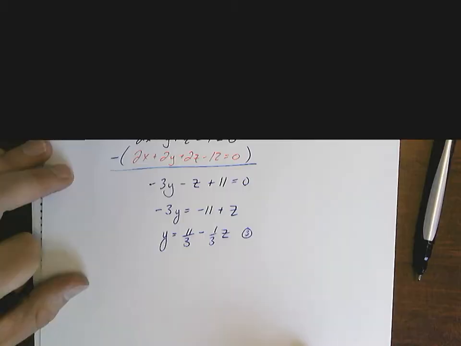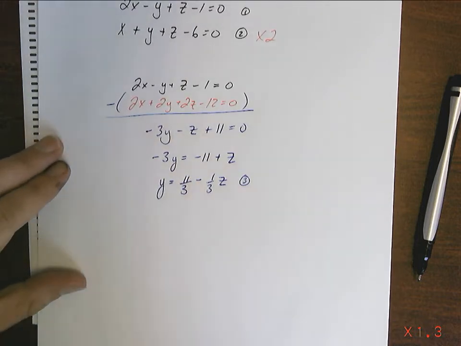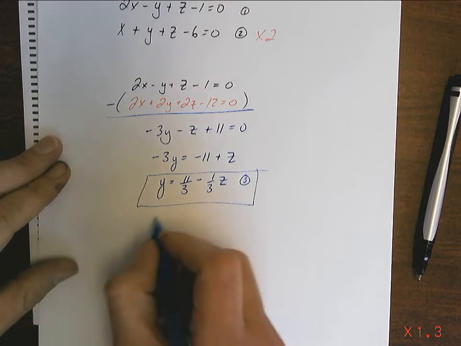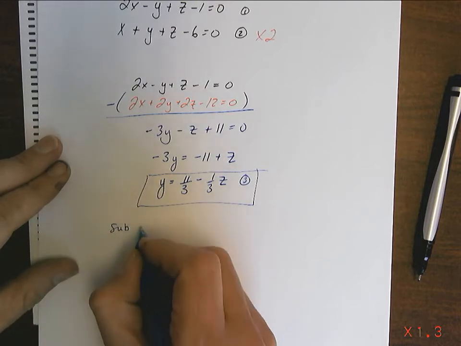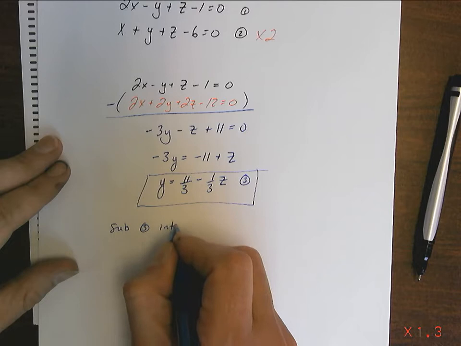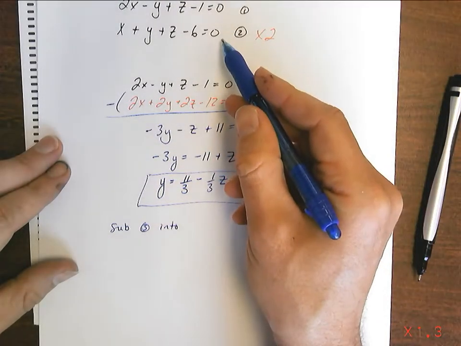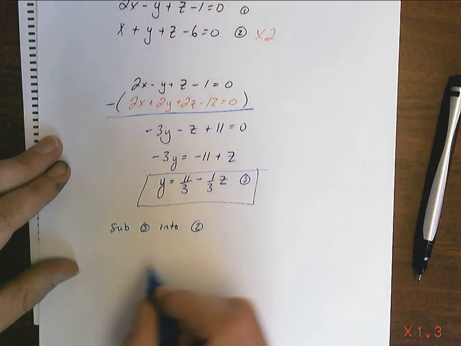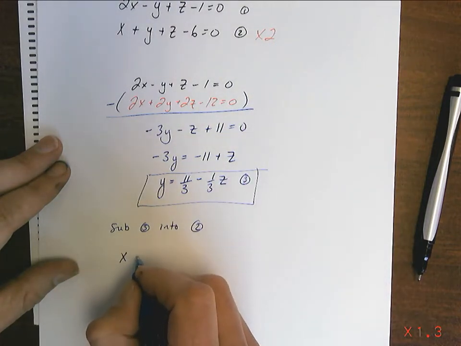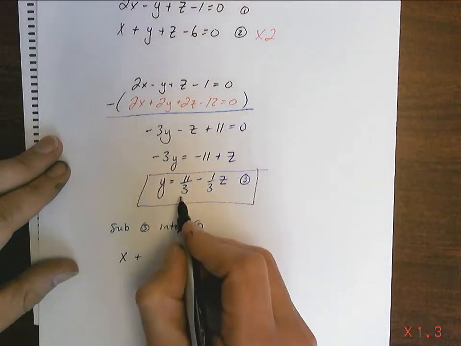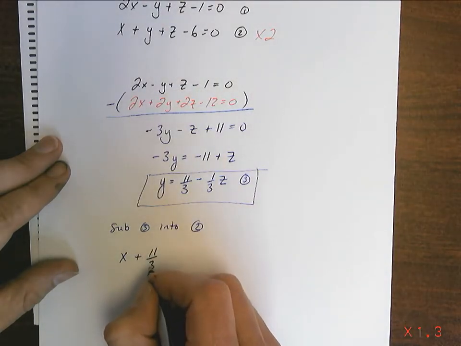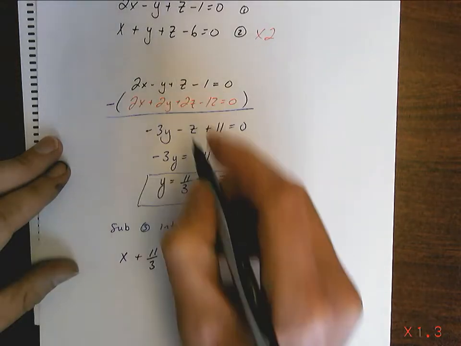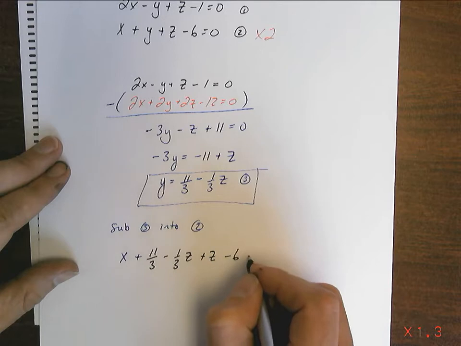I'm going to zoom out a little bit so I get a little bit more room to work here. So that's my y value. I'm going to take that and I'm going to substitute it back into either 1 or 2. So sub 3 into, probably easiest up here that I'm looking at is 2. And I can put it in before I multiply it by 2. There's no problem with that. So it's going to be x plus, now instead of the y, we're going to replace the y with 11 over 3 minus 1/3 z plus z minus 6 equals 0.